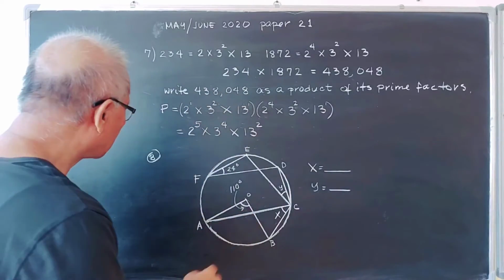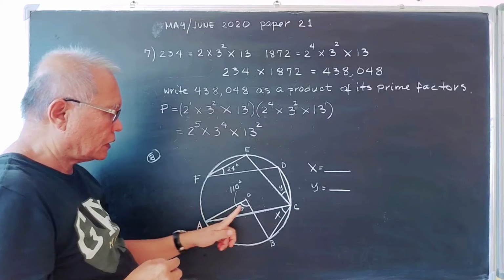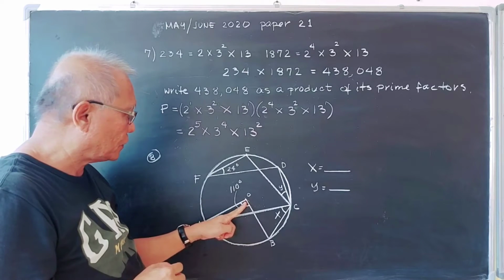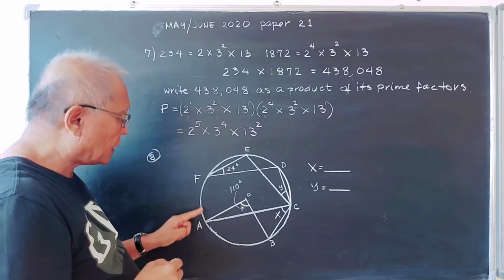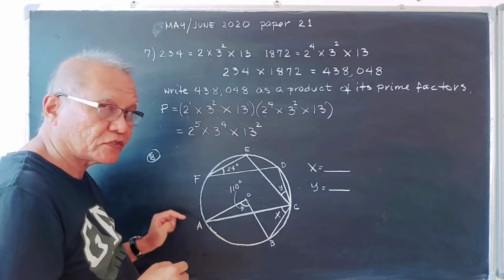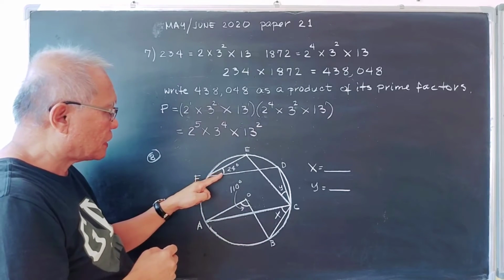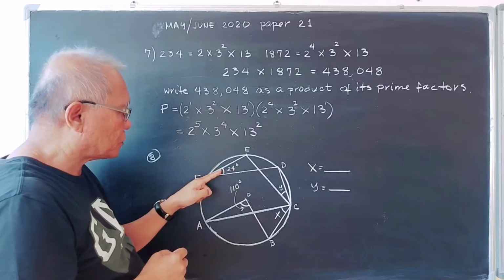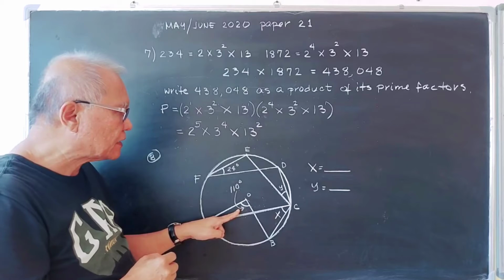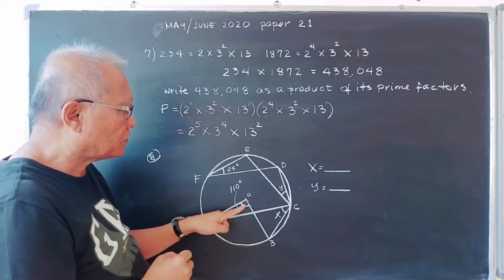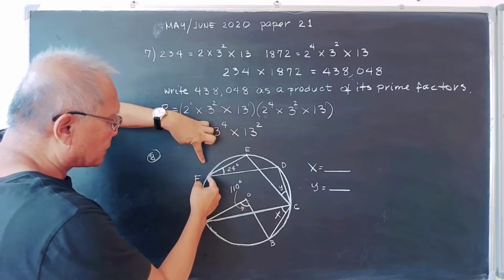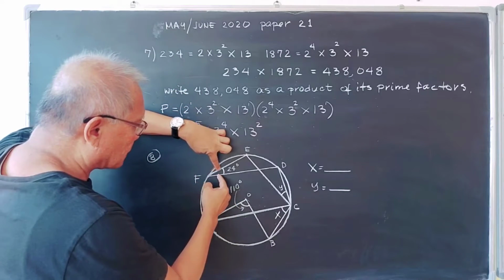We have a circle with center at point O. This is the center of our circle. We have letters A up to F, which are on the circumference of our circle. Angle EFD is 24 degrees, and the central angle is 110 degrees. We need to find only the values of x and y. For the 24, we'll just trace this 24.